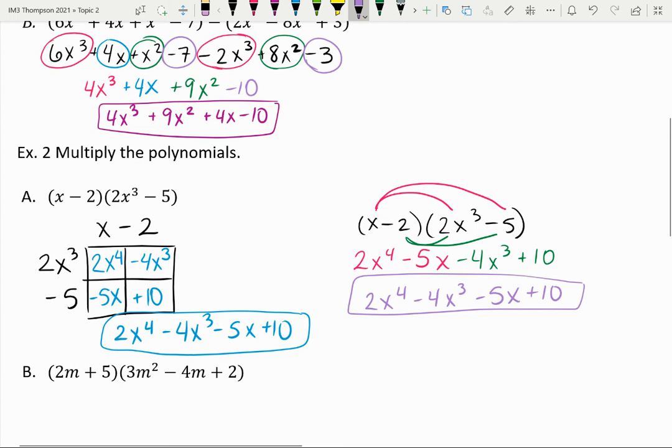How many of you prefer the box? How many of you prefer just multiplying out distribution? Ooh, it's like half and half today.